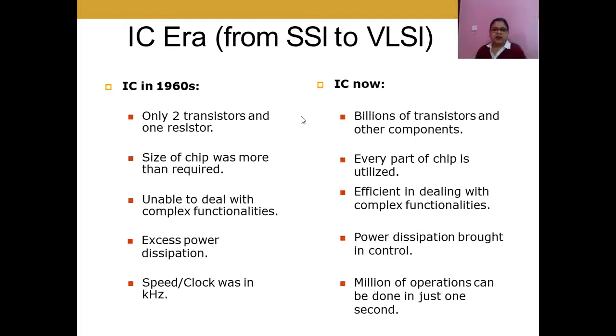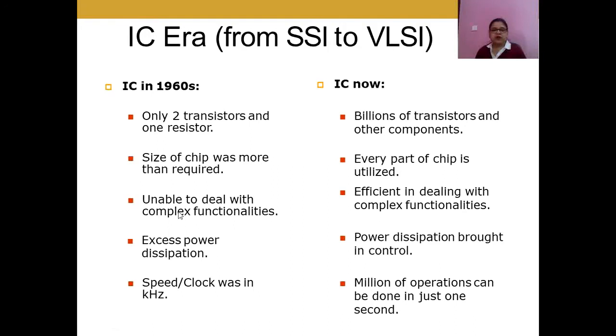Now, if I talk of this IC era, what was it in the 1960s and where are we now? In the 1960s, an IC had two transistors and one resistor on a single silicon wafer. But now we have billions of transistors and other components fabricated on the silicon wafer. The size of the chip was more than required, meaning it was very bulky. Every part of the chip is utilized now, meaning we are utilizing each and every portion of the IC, and still it is of a very small size.